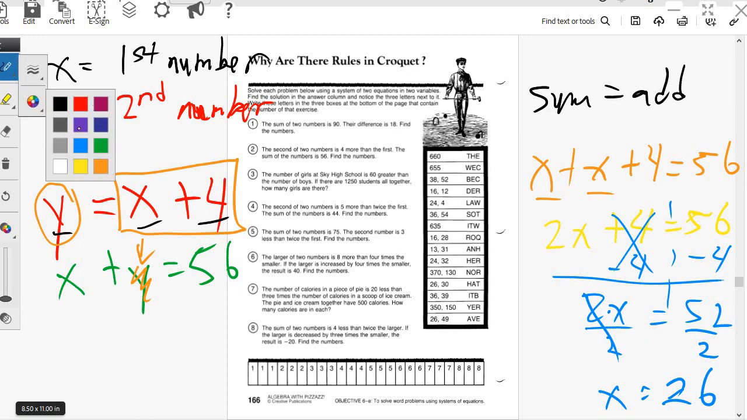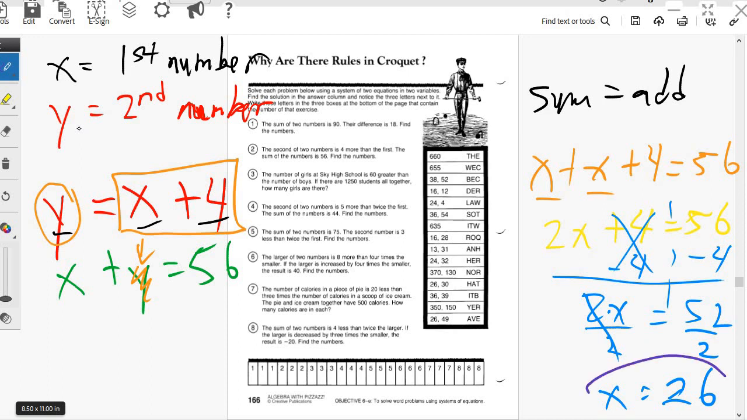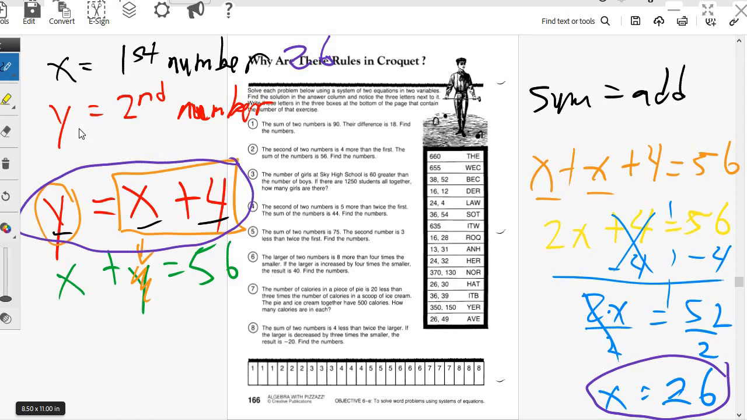So the next step: we know the first number is 26. We found out what that first number is, 26. And we know from the problem that the second number is 4 more than the first number. So 4 more than 26 is 30. And let's see if the last fact is true. They add up to 56. Yes, they do.